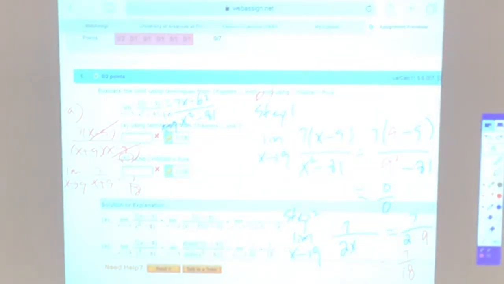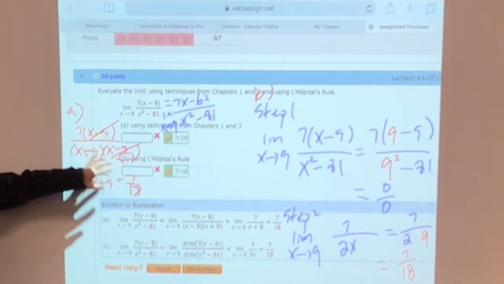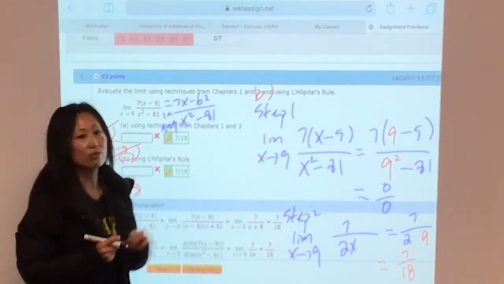Either way, you get the same answer. So this is how you did it in chapter 1 and chapter 3. Now you can do what? Chapter 5, you can do this way.